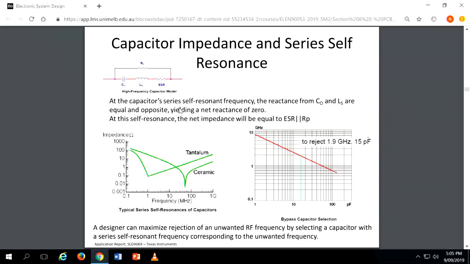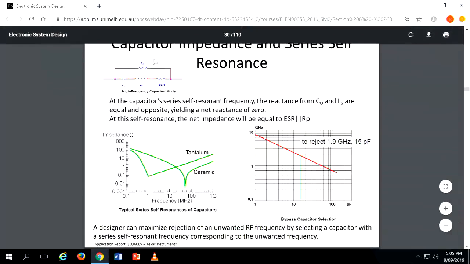And then, so this is an example. Some data sheet will give you a way a designer can maximize rejection of an unwanted RF frequency, especially in RF where we are dealing with high frequencies, by selecting a capacitor with a series self-resonance frequency corresponding to the unwanted frequency. Even some capacitor manufacturers will provide a curve like this, and then if you want to reject 1.9 gigahertz, you may need maybe 15 pF.